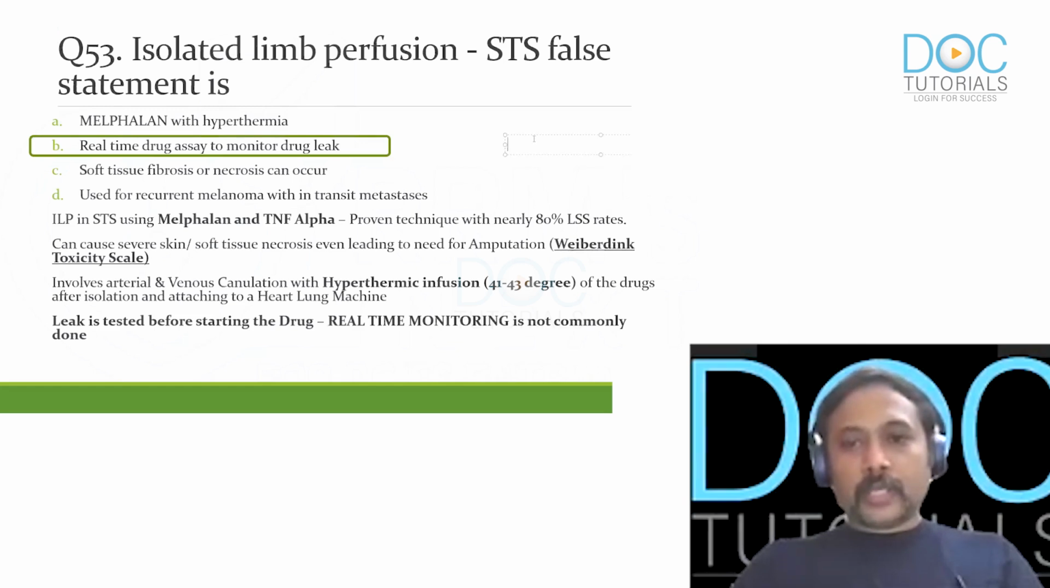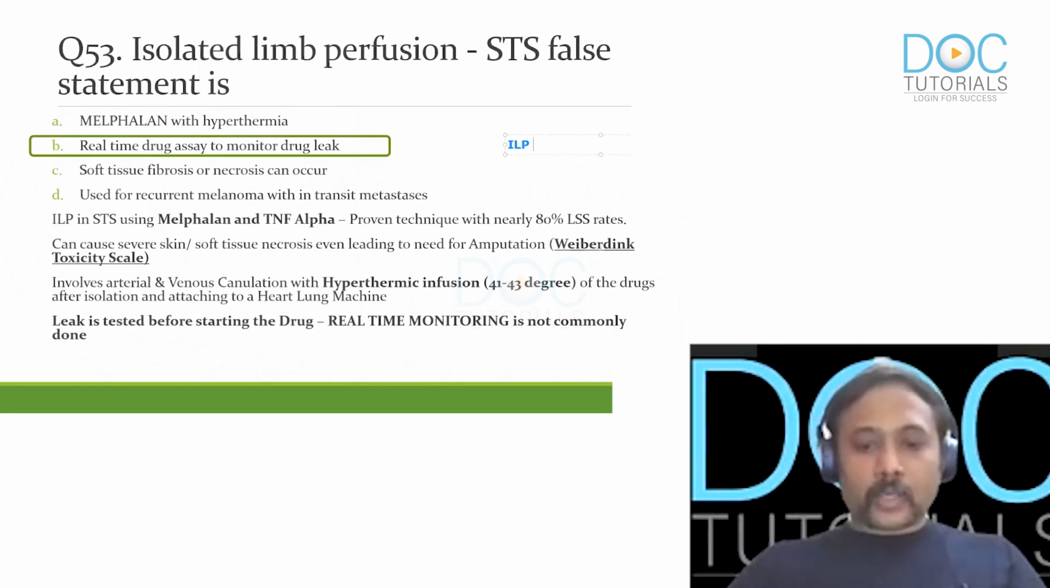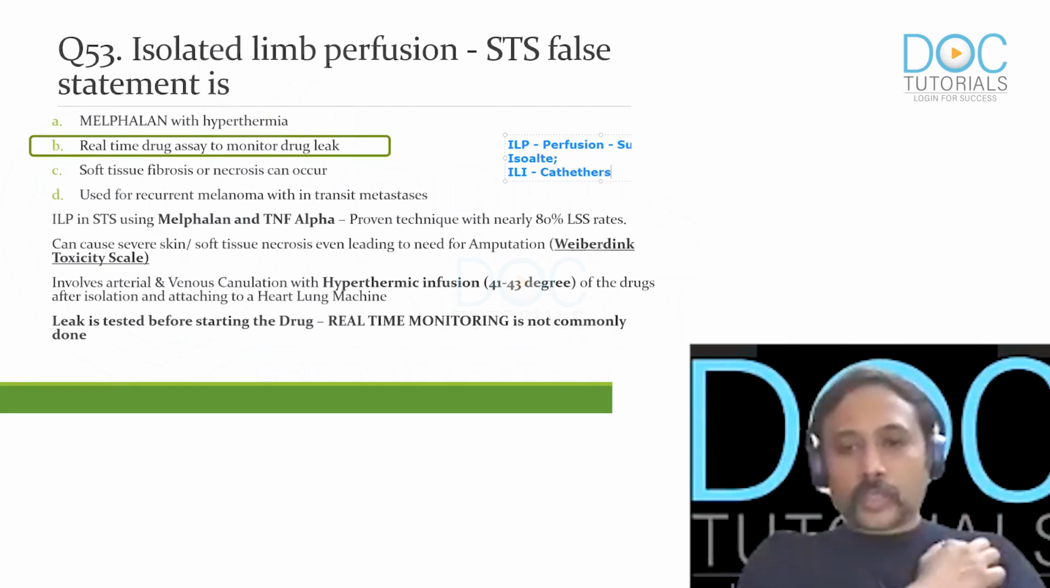The two are similar techniques. When you talk about ILP, or perfusion, you are going to surgically isolate the vessels, and here you always have hyperthermia, and it is isolated from the rest of the system. On the other hand, when you talk about isolated limb infusion, this is done by means of a radiological technique using catheters. So that is how they differ.